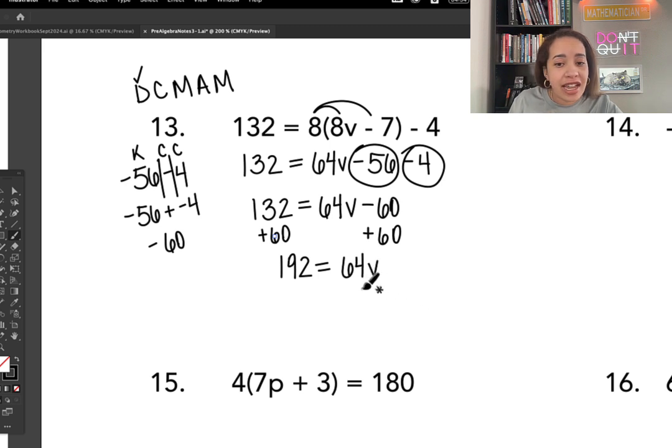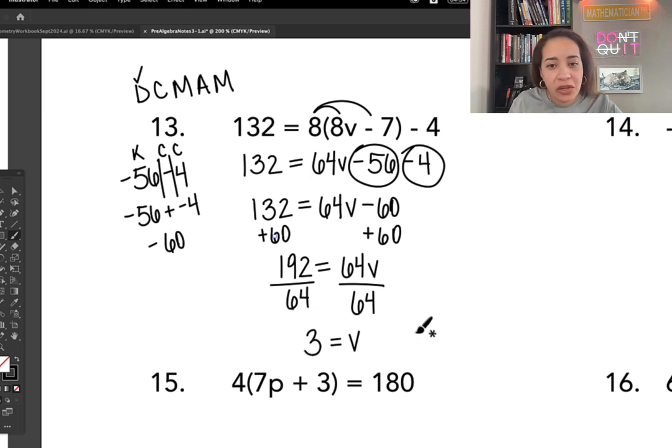Here's our last step. We see that we've got multiplication, so we're going to do the opposite to both sides, and we're going to divide by 64. Now I've got v all by itself on the right side, and on the left side, 192 divided by 64 is 3. So v is equal to 3.